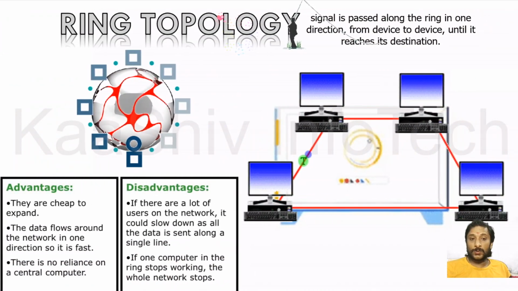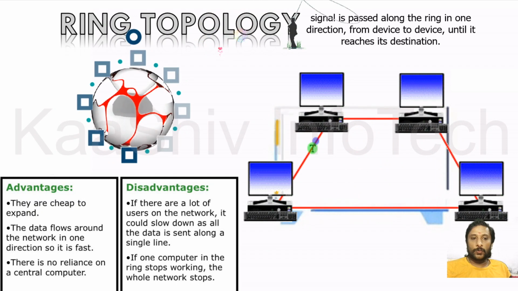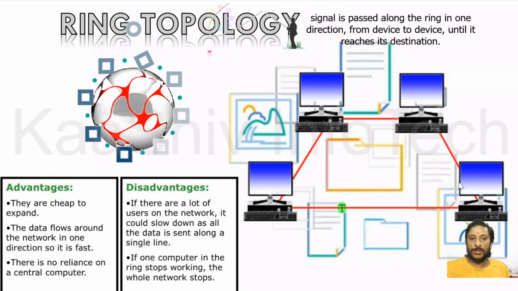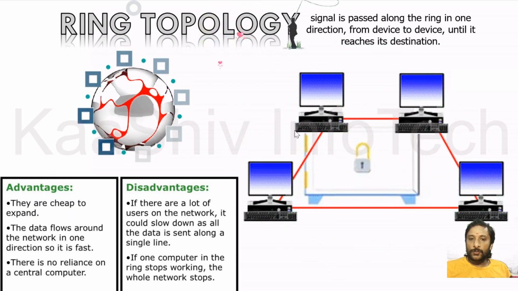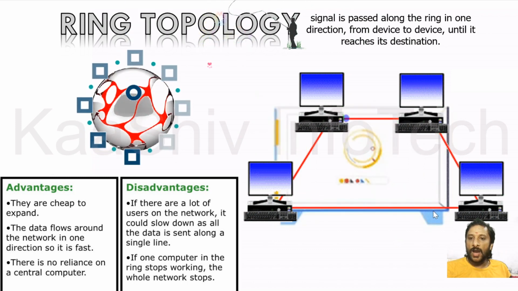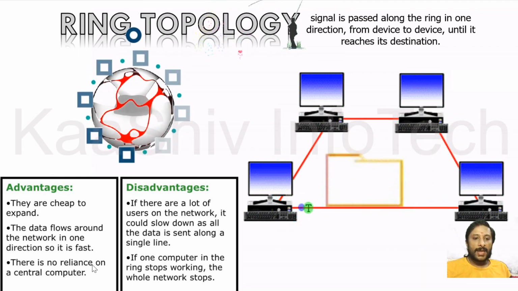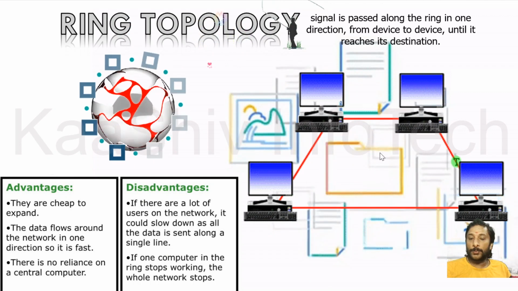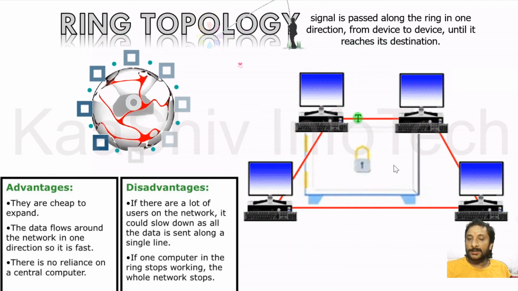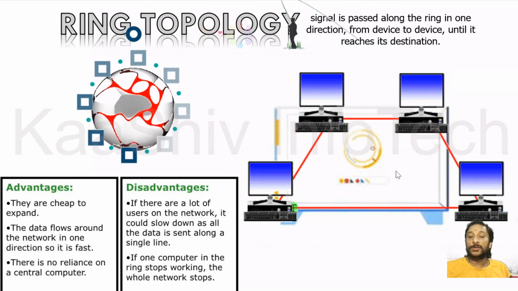And here is the next one called ring topology. Over here, the advantage is it's very cheap. The data flows around the network, so it is very fast. And there is no reliance on a central computer. There is nothing like a central computer where you go to that computer and use it.